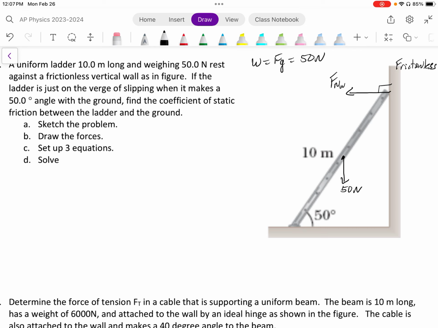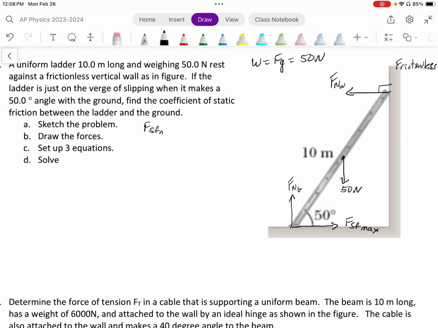Now let's look at the bottom of the ladder. These are all the forces acting on the ladder. The ladder is in contact with the ground, and so there is a force normal from the ground acting upwards. And again, that's perpendicular to the ground. Now the ladder wants to slip and move to the left, but because there's static friction between the ladder and the ground, there is a force from static friction that is going to be opposing motion and parallel to the surface, so you'll see that it's parallel to the ground. They tell me that it's just about to slip, so we know that this is the max static friction.